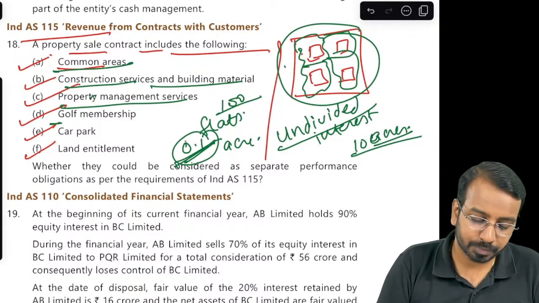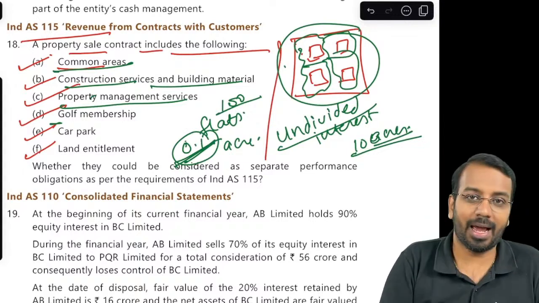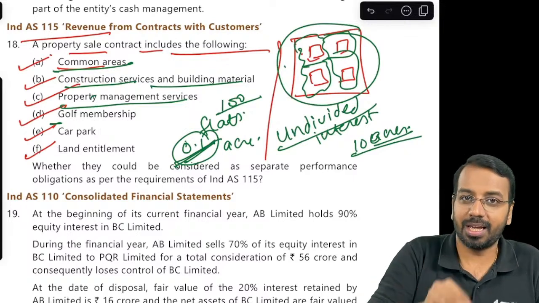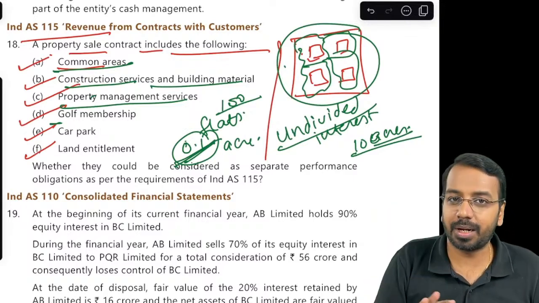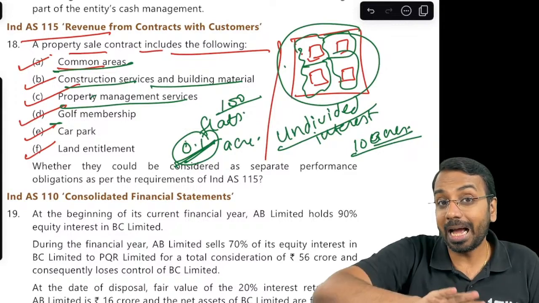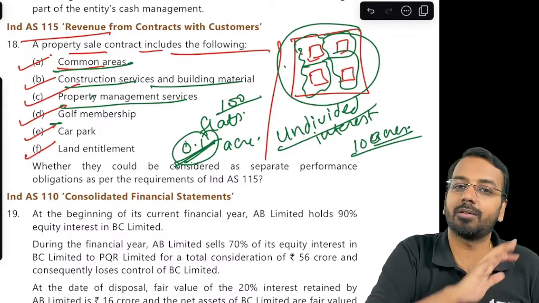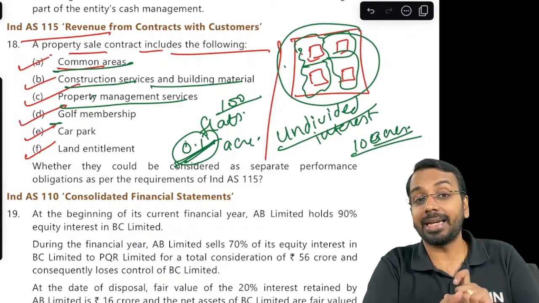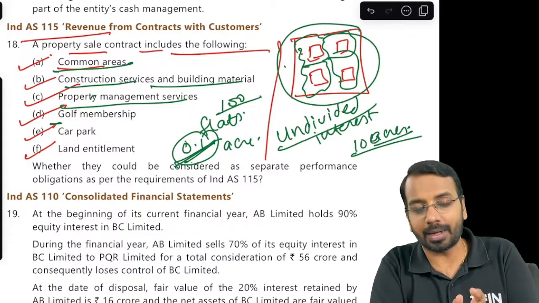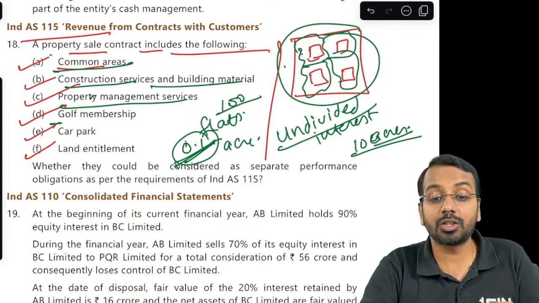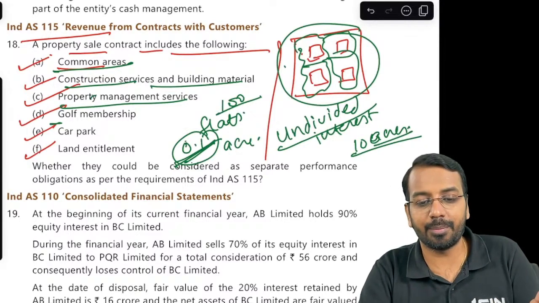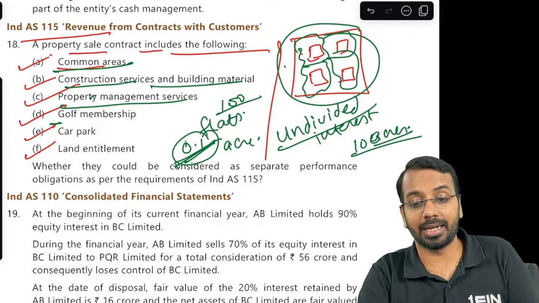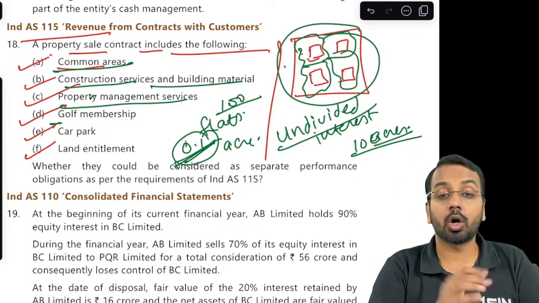Now, if you buy a flat and you are entitled to a share of land, can you say that I will sell off that land separately? You cannot. Can you say I will not buy this land, I will buy only the flat? That is also not possible. So, though you can separately identify there is a land separately, there is a car parking separately, you have to see which things are separately identifiable from other promises and whether I can benefit from the goods or service separately, right?